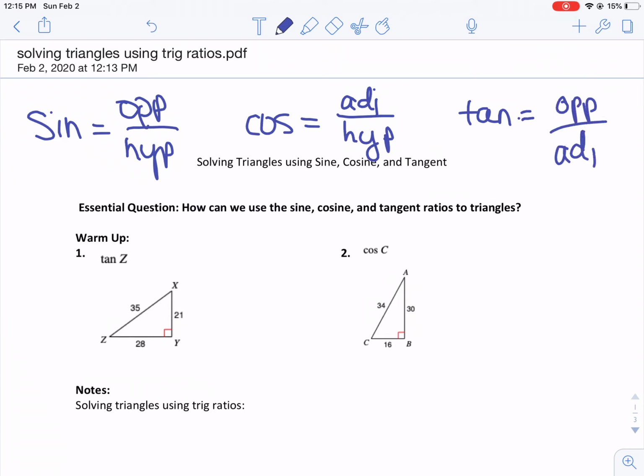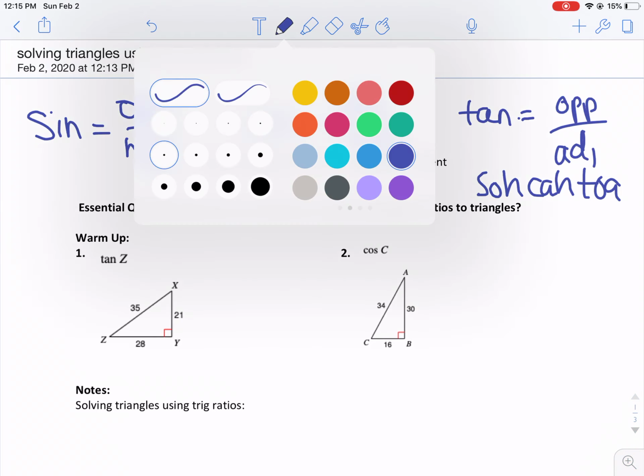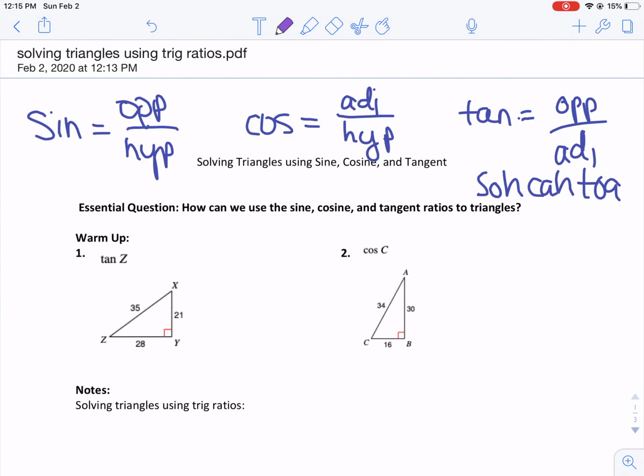Remember, we had that acronym, SOH CAH TOA, and that tells you sine is opposite over hypotenuse, cosine is adjacent over hypotenuse, tangent is opposite over adjacent. So I have two warm-up problems with you. I'm going to do the first one with you. You guys are going to do the second one on your own.